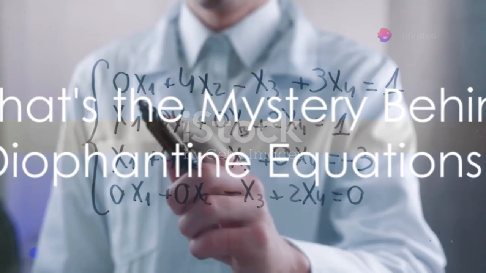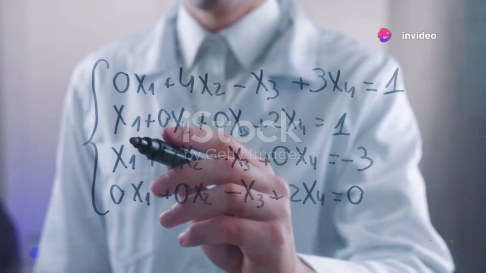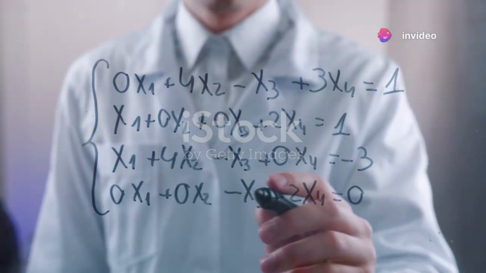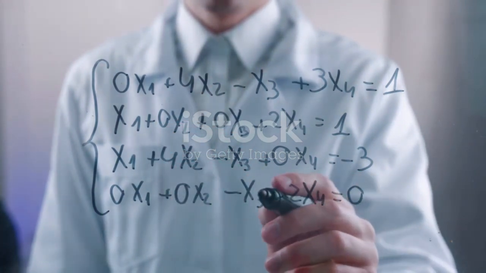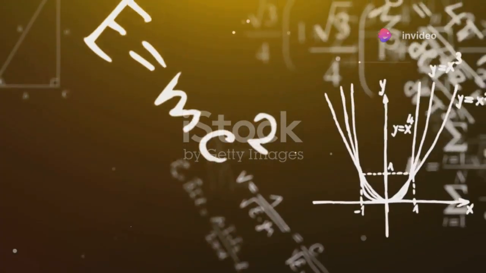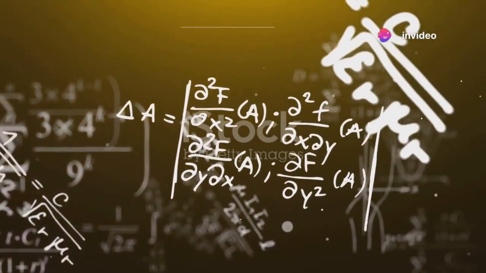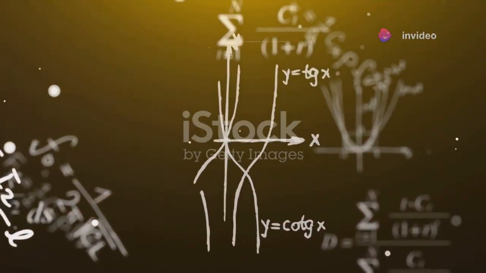Have you ever wondered about the secret language of numbers, where whole numbers hold the key to unlocking puzzles? This is the world of Diophantine equations, a fascinating linguistic tool used by mathematicians. Named after the ancient Greek mathematician Diophantus, these equations have been around for centuries, intriguing scholars with their complex simplicity.